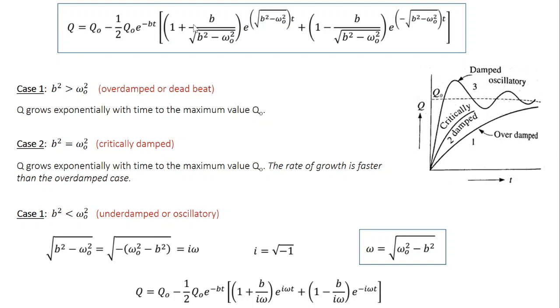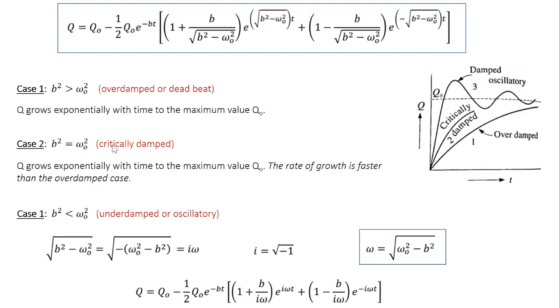And what is your other endpoint? t equal to infinity. Here you can do it simply. Don't bother about this. e to the power minus infinity is 0. You are going to multiply this entire term with 0, so this full term becomes 0. So q equal to q naught. And what is the nature of this function? This is an exponentially increasing function. So from q equal to 0, it exponentially increases to q equal to q naught. Take the second case, b square equal to omega naught square.